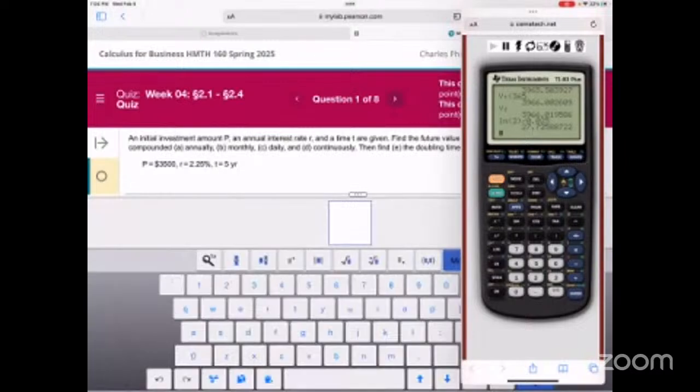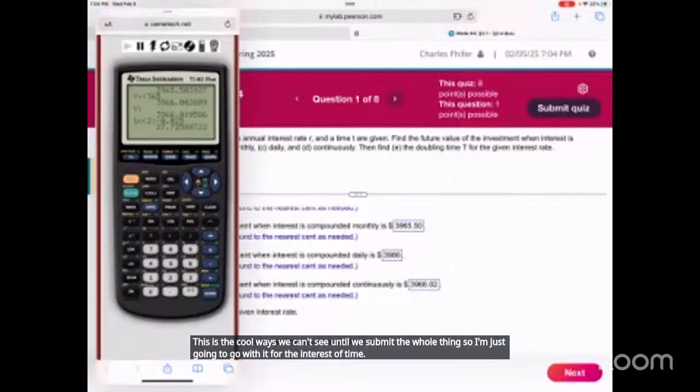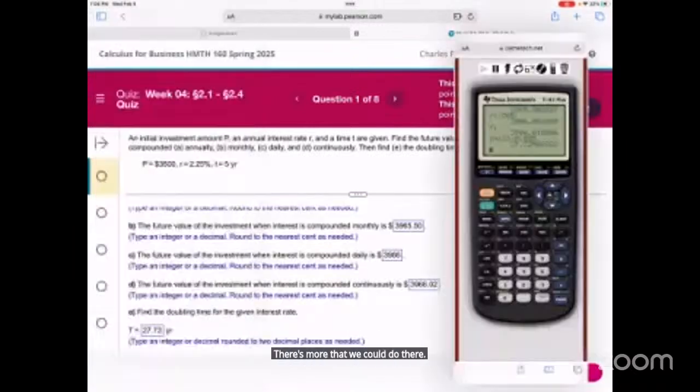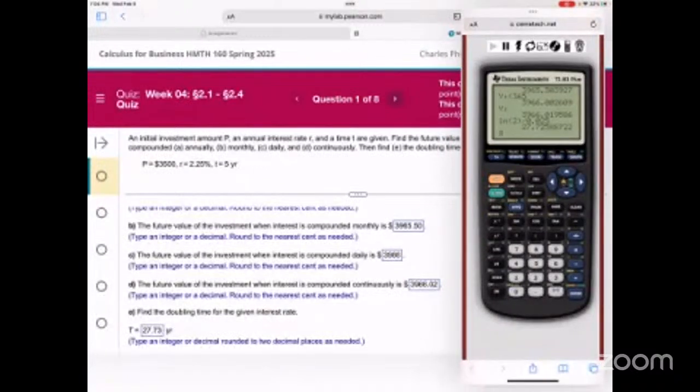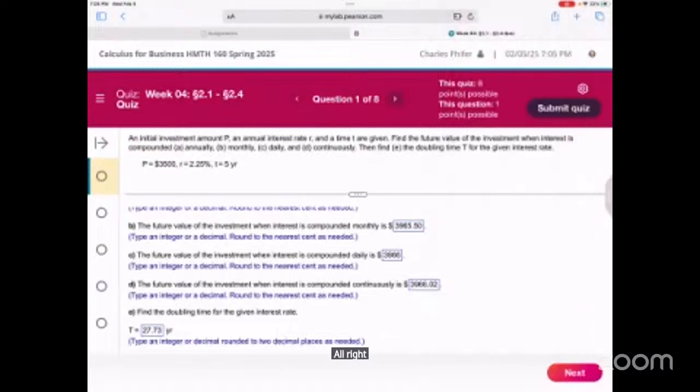Because it's a quiz we can't see until we submit the whole thing, so I'm just going to go with it for the interest of time. There's more that we could do there. 5 years. So it's going to take 30 years for it to double. Yeah, that's a long time. Okay. All right, I'm going to just kind of go with that just for the interest of time. I'm going to let it be.